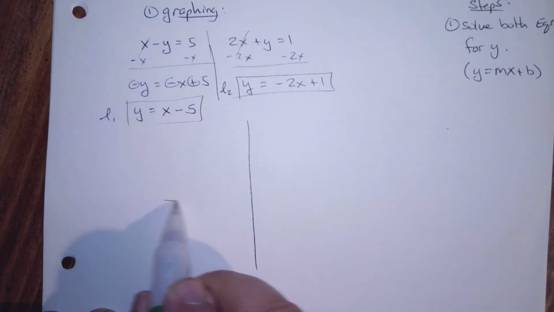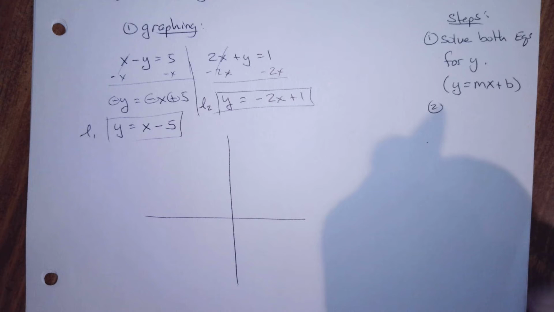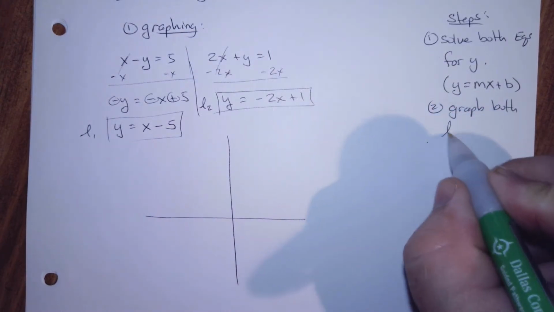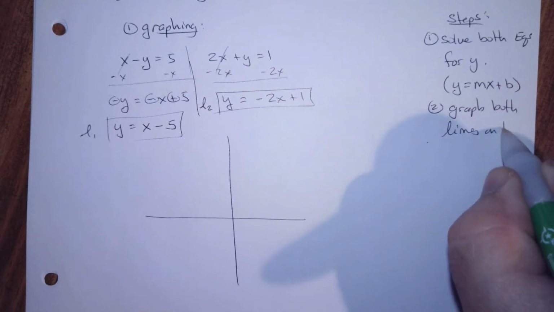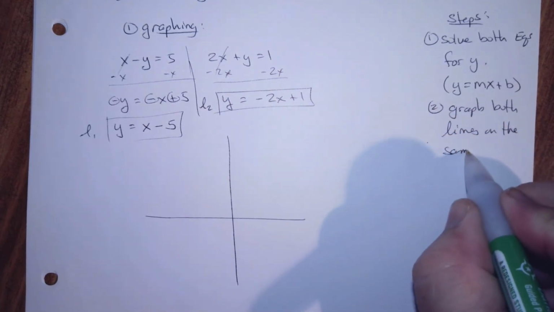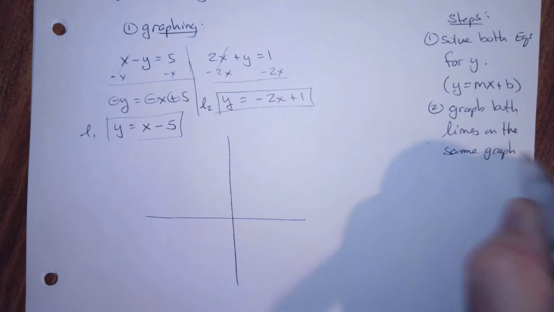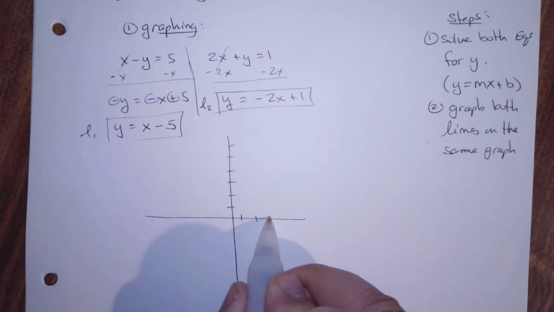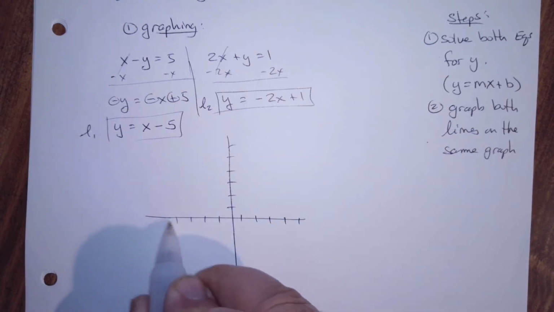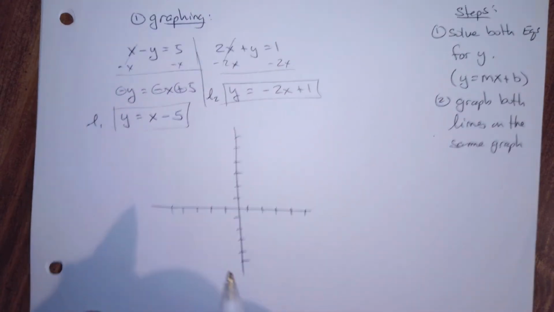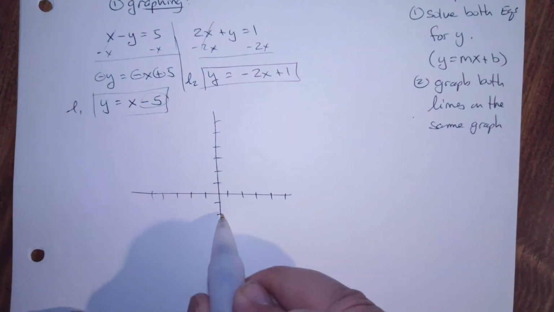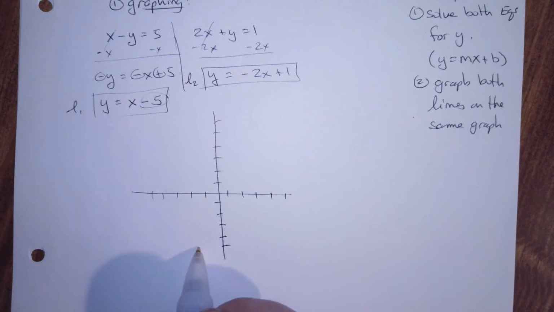And let's graph them. That's step 2. Graph both lines on the same graph. Remember, when we put it in y equals mx plus b, slope-intercept form, it's just a process. The first one, always start with the y-intercept. That's at negative 5. 1, 2, 3, 4, 5. So we have a y-intercept there.